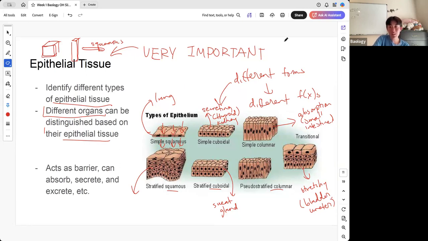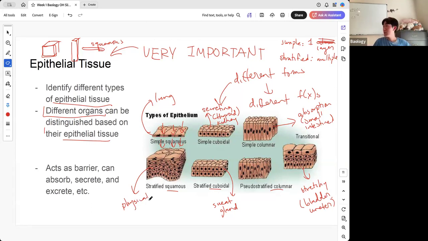Simple means one layer, and stratified means there are multiple layers. So stratified squamous means you have multiple layers of flat cells. The most common example of where this is found is the skin. What stratified squamous is very good at is physical barriers where you get a lot worn off. Your skin is exposed to everything.